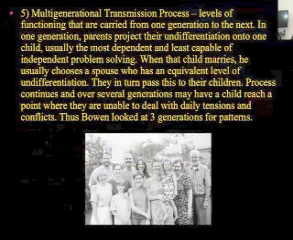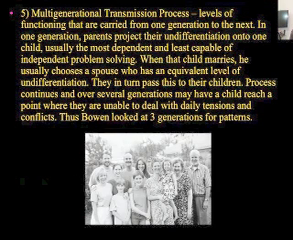Okay, this doesn't just happen within one generation. There's often a multi-generational transmission process where levels of functioning are carried from one generation to the next. In one generation, parents project their undifferentiation onto a child, usually the most dependent and least capable of independent problem solving. And then when that child marries, Bowen's theory is that we seek out someone who's at around the same level of differentiation as ourselves. They in turn then pass that on to their child, and the process continues over several generations, and may have a child reach a point where they're unable to deal with daily tensions and conflicts.